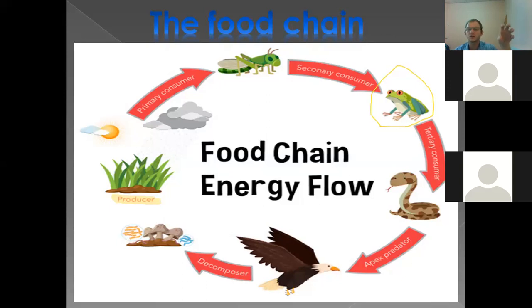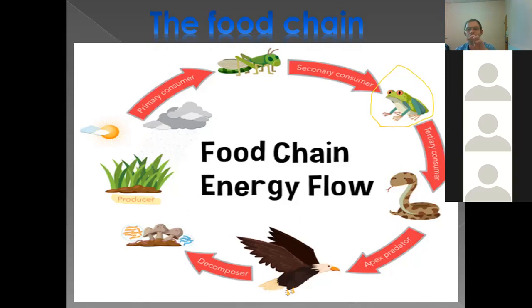From the plant to the first consumer, the second consumer, the third consumer, to our apex predator, to the decomposer, which is our microorganism, then going back to the plant. So it's a circle. We call it also the food chain or the circle of life. Now we as humans, we are also apex predators.